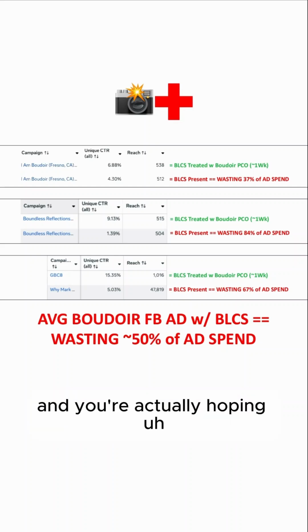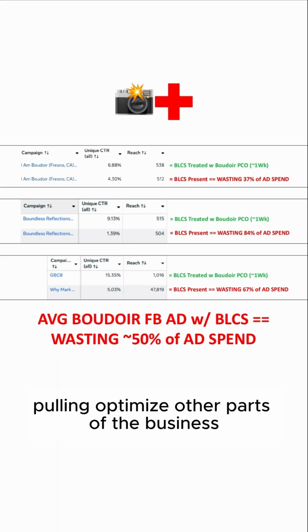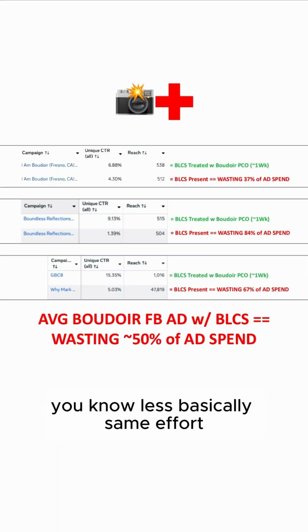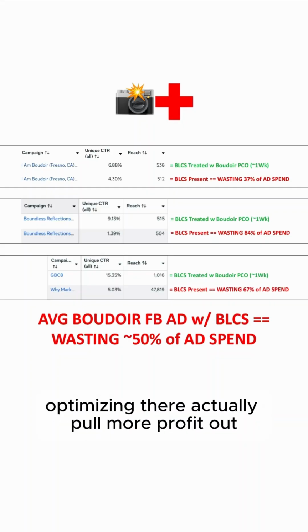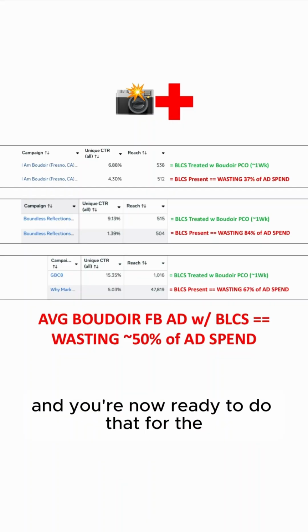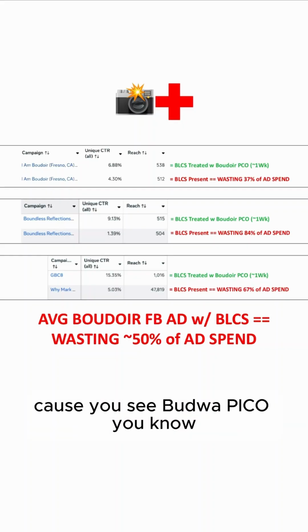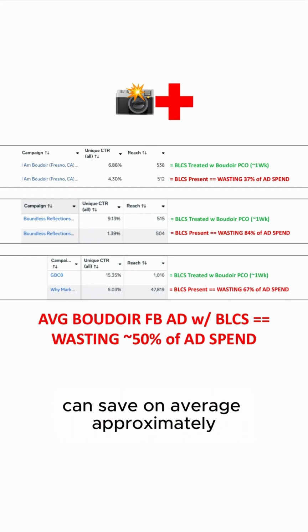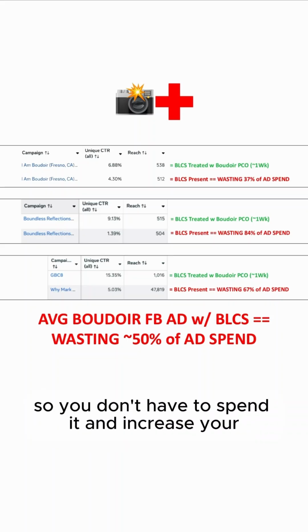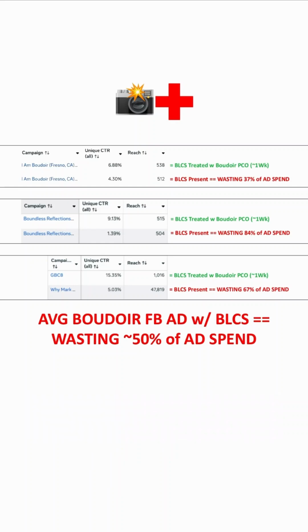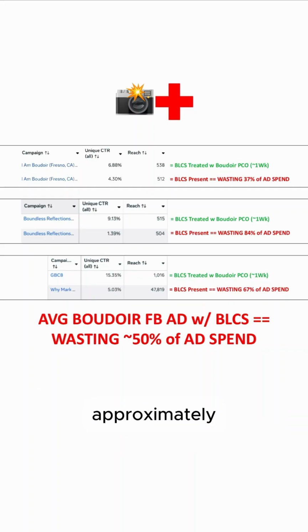And you're already optimizing other parts of the business: less effort, same results, or same effort, more results, actually pulling more profit out. You're now ready to do that for the Facebook ad part of your business, because you see Boudoir Pico can save on average approximately 5K a month by eliminating that wasted spend and putting it back in your pocket, so you don't have to spend it. That would be like 60K over the next 12 months, approximately.